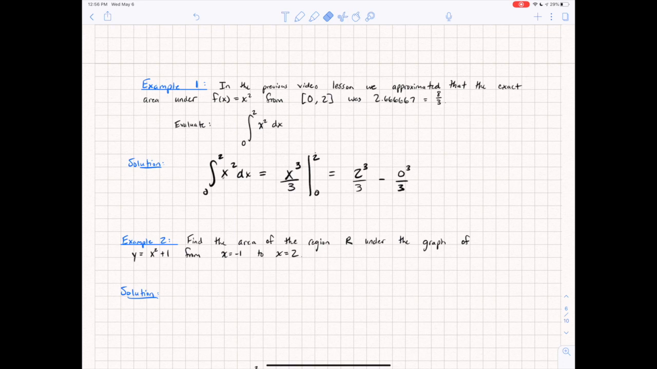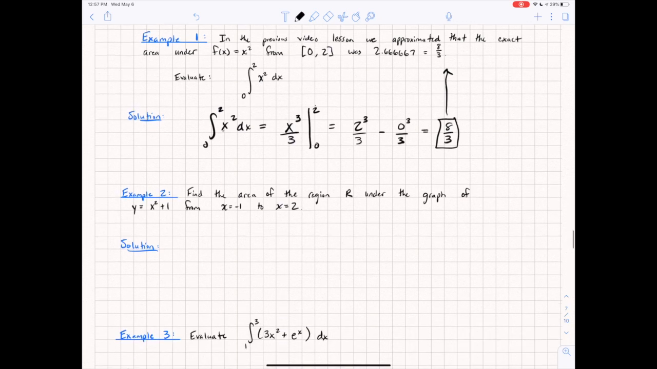So 2 to the third is 8 over 3. 0 to the third is still 0, divided by 3 is still 0. We get 8 over 3, which matches. There's the exact area underneath x squared from 0 to 2.